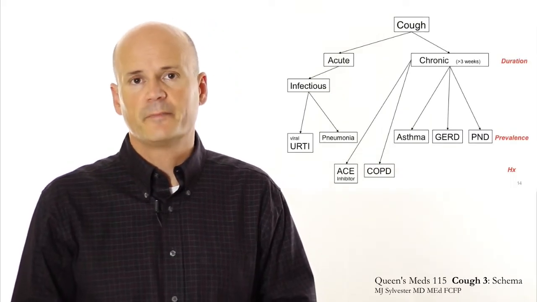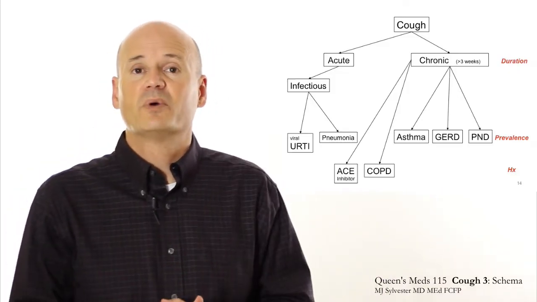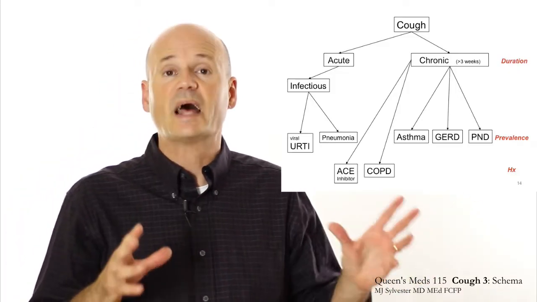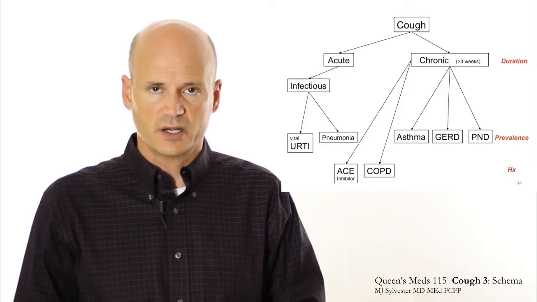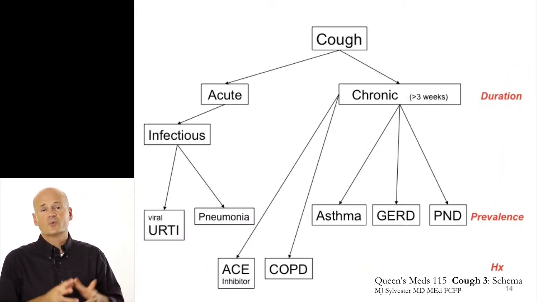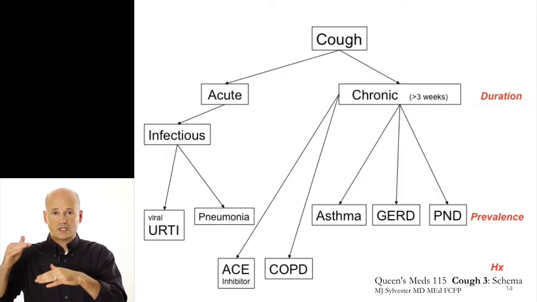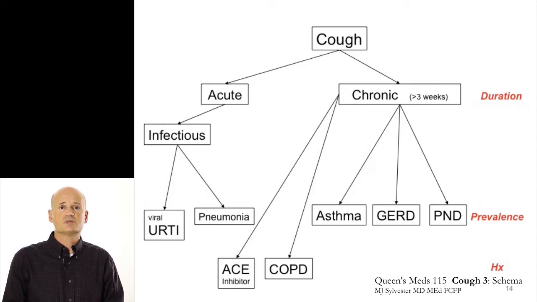So let's go through how to use this approach to cough schema. Now remember, this schema does not include every cause of cough, but it includes the vast majority of them, so that's what makes it an excellent place to start. So unlike our schema approach to chest pain, where you really have to parse through each diagnosis or condition in order to establish your ranked differential diagnosis, the approach to cough is different.